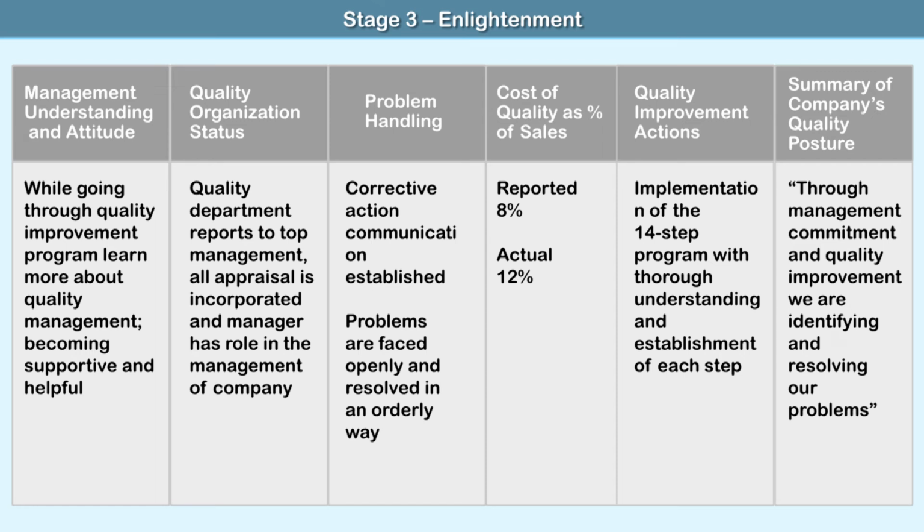Stage 3 is of enlightenment. Management understanding and attitude is, while going through quality improvement program, learn more about quality management, becoming supportive and helpful. Quality organization status at stage 3. Quality department reports to top management. All appraisal is incorporated and manager has role in the management of company.